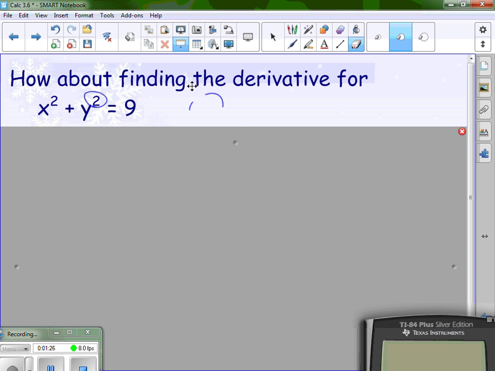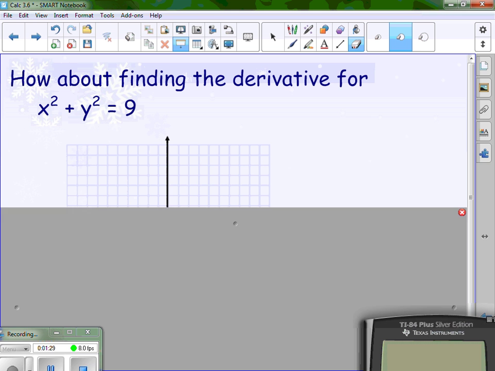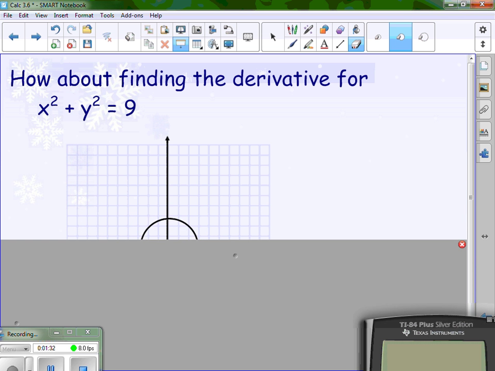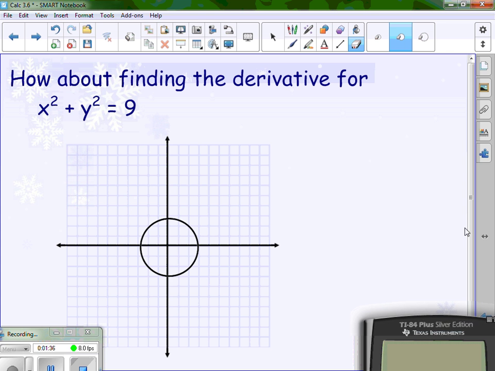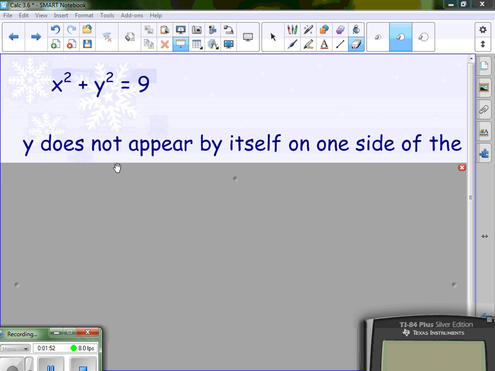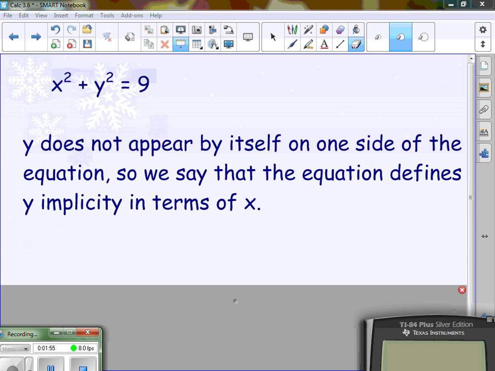When I graph the positive part, it looks like that. When I graph the negative part, it looks like that. That's the formula for a circle. I have x squared plus y squared equals 9. This is a circle with a radius of 3. Looking at x squared plus y squared equals 9, we don't have y by itself. We would have to solve for y, take the square root, and we end up with the plus minus. We would say that this equation defines y implicitly in terms of x.